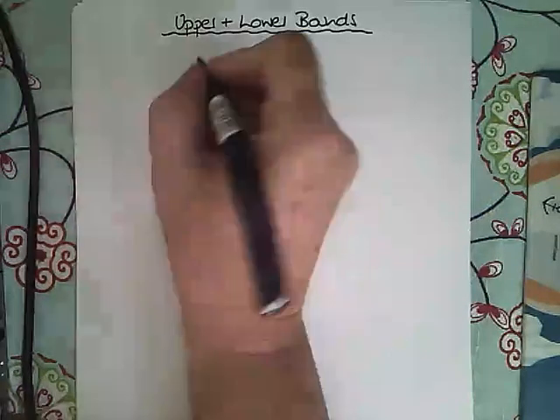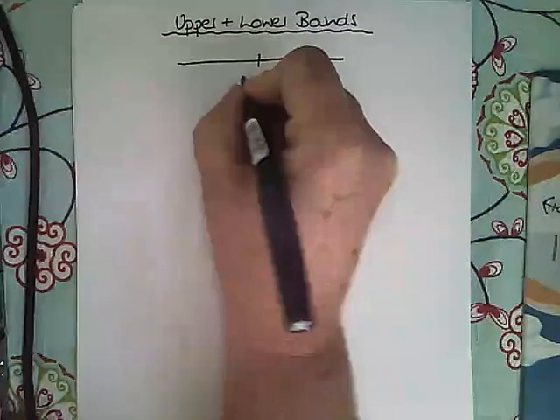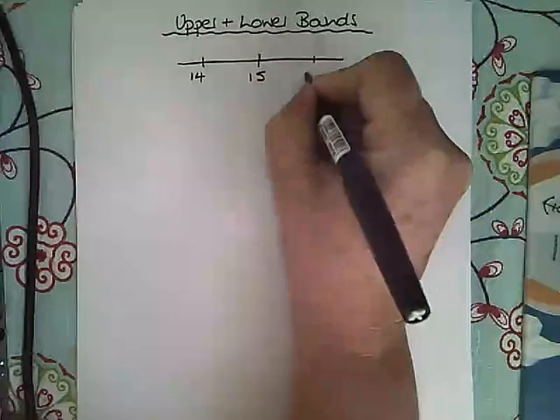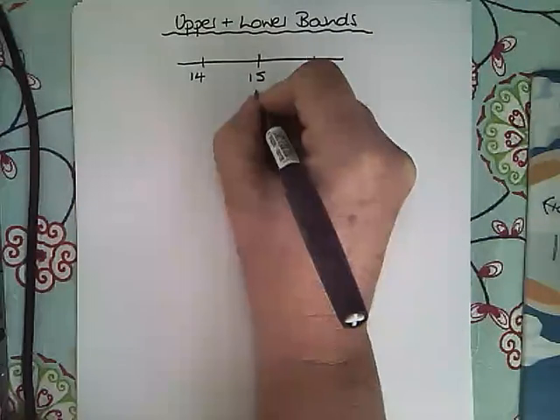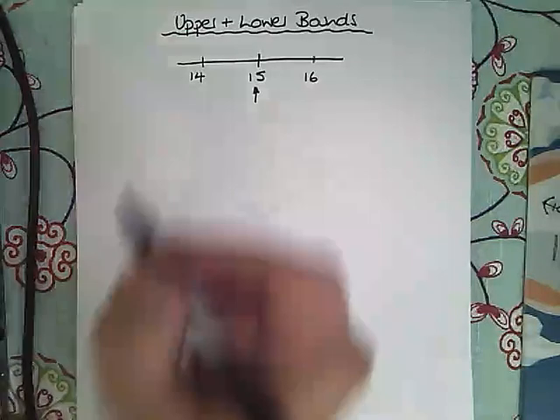What we mean by upper and lower bounds is, if we think about a number on a number line, so if we've got 14, 15 and 16, and we've been given this number 15, the number in the middle, we are trying to think about how much the error on that number could be.